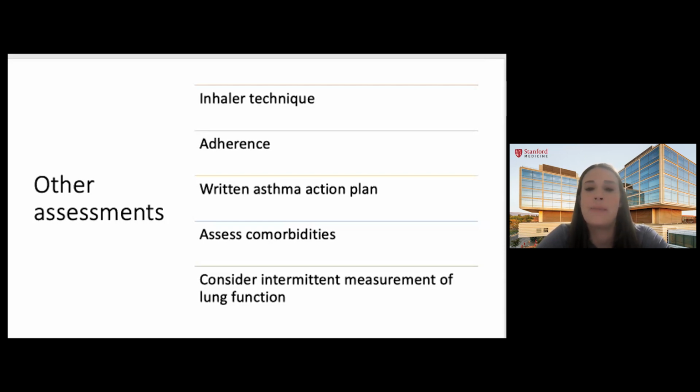Things I will make sure of is that patients have a written asthma action plan, which we'll talk about at the end, so that they know what to do in case their asthma symptoms worsen. I also assess their comorbidities. As I mentioned, things like uncontrolled acid reflux and sleep apnea can make asthma worse, or uncontrolled sinus disease or allergies. So I always address those. And things you should consider are intermittent measurements of lung function.